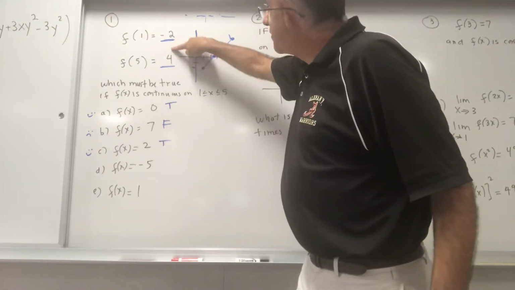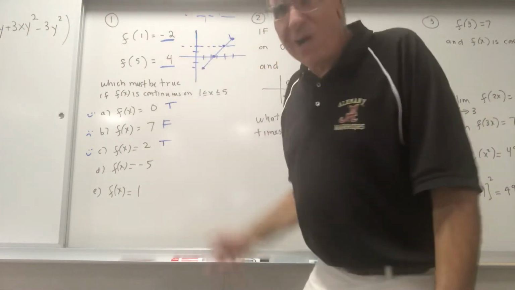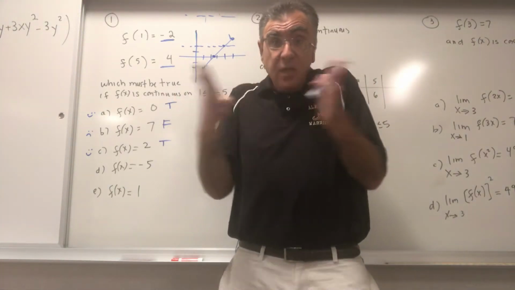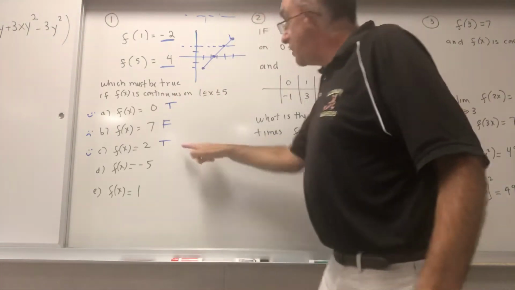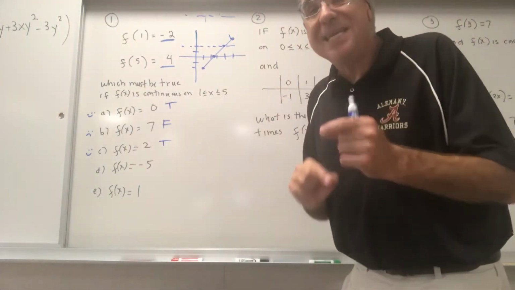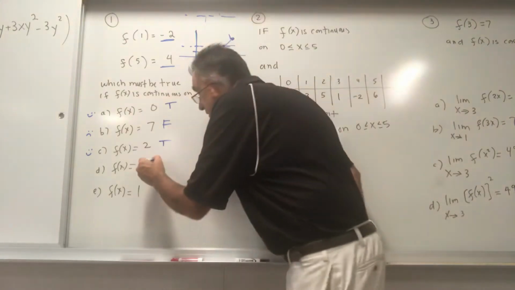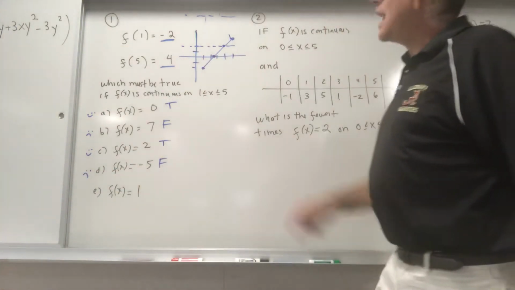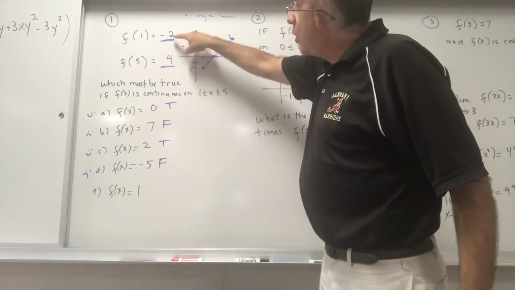-5. Is -5 between -2 and 4? No, -5 is not. If I have my number line with -2 and 4, -5 is not on that number line. That doesn't mean the function couldn't theoretically be that, but the theorem's not going to guarantee it. How about 1? Yeah, 1 works, right? 1 is between.